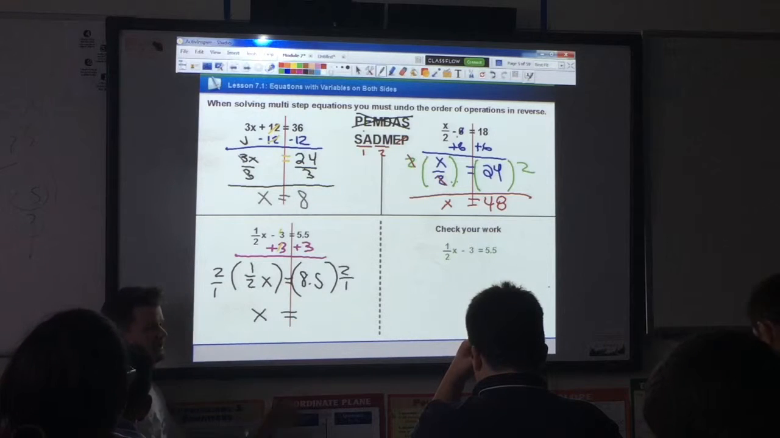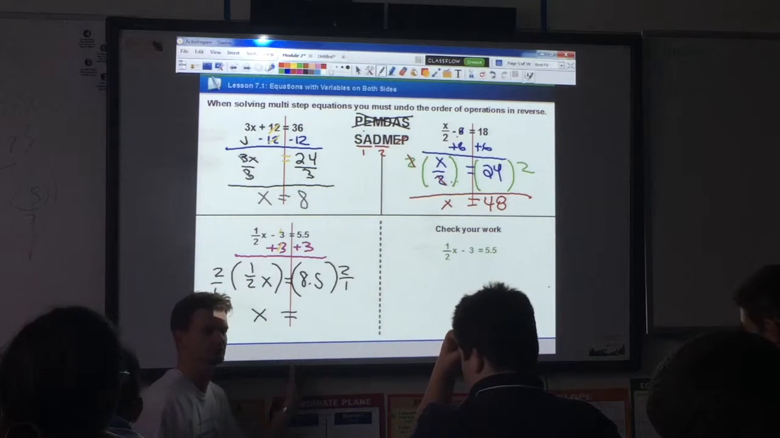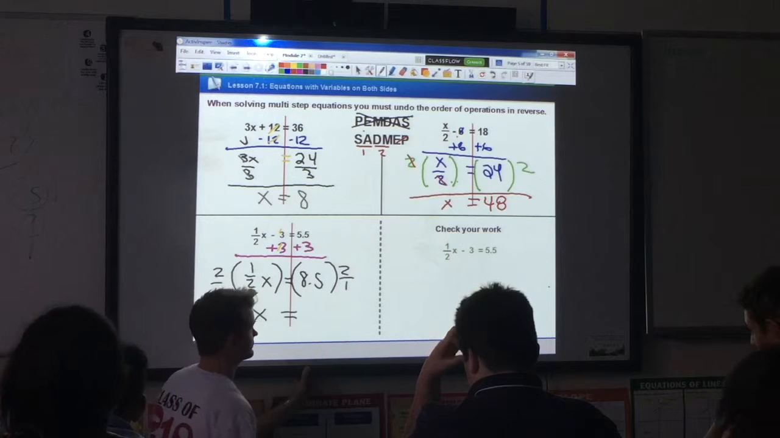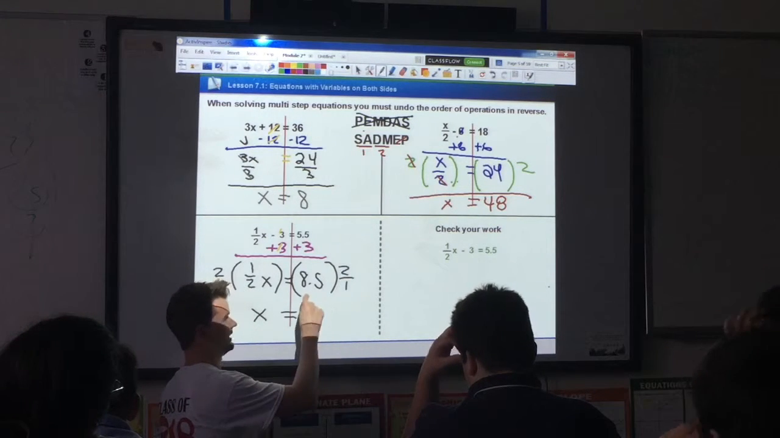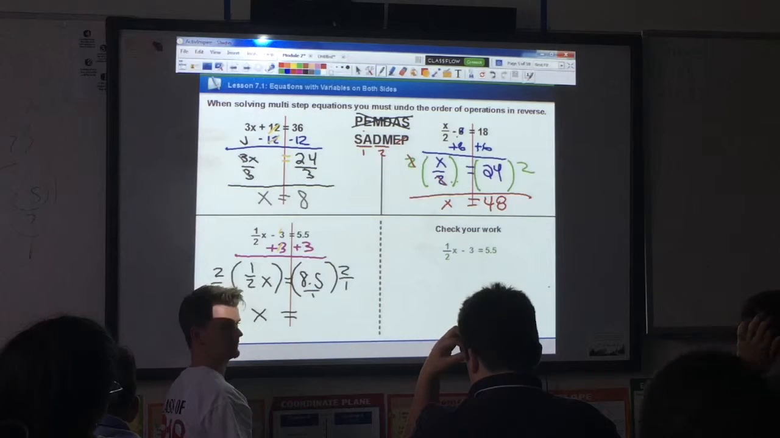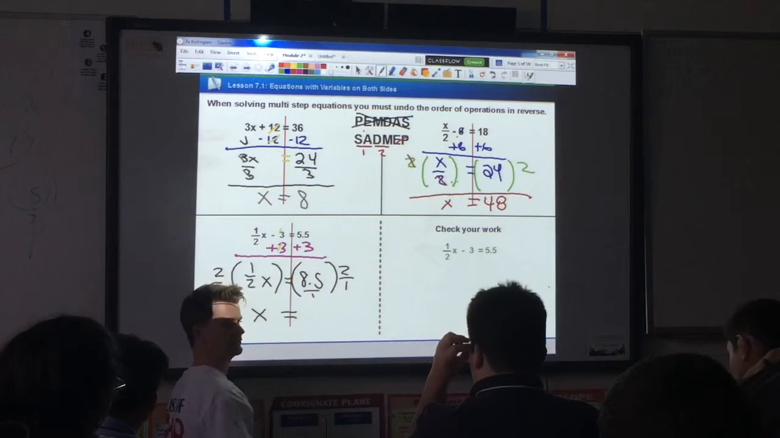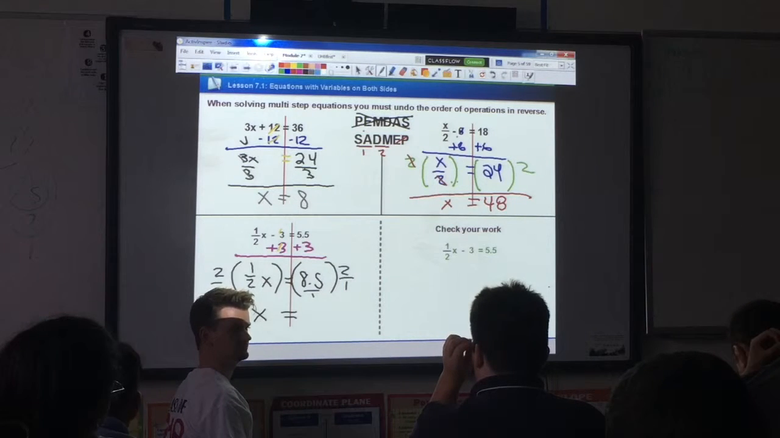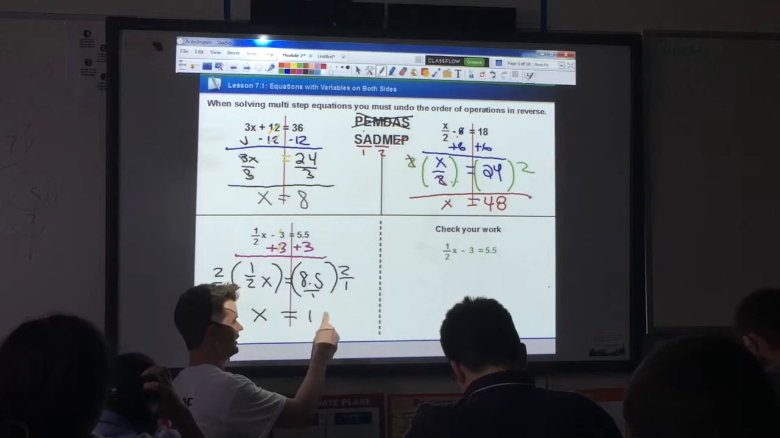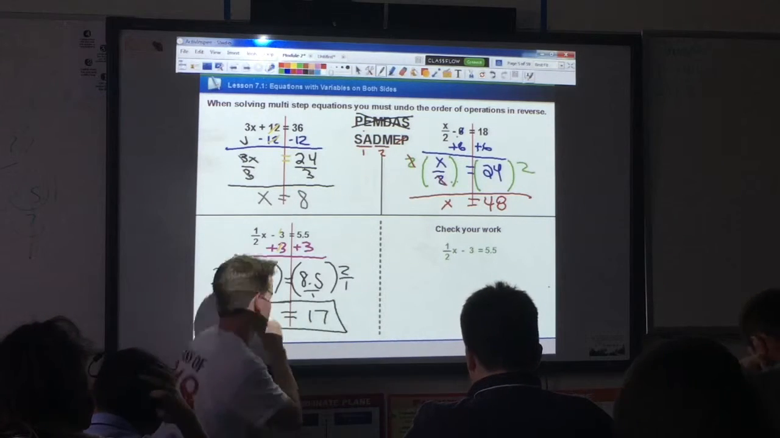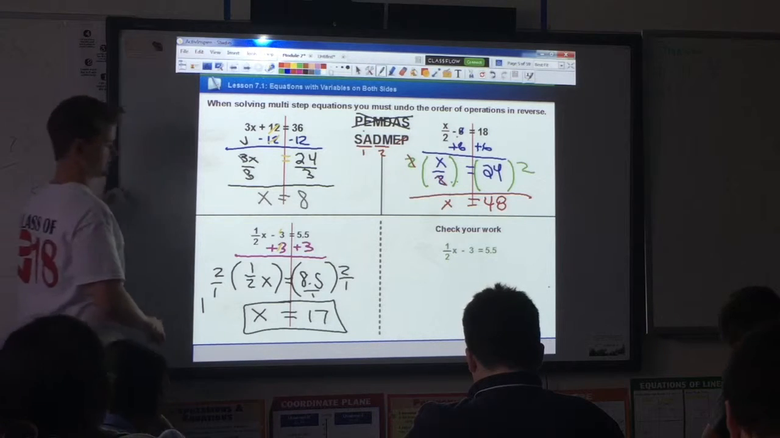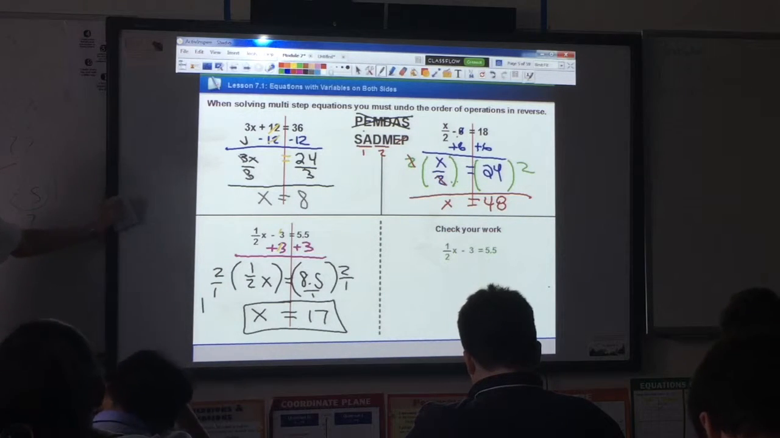How do I multiply a decimal and a fraction? Cindy, you have your hand up? You put the fraction over 1. Well, the fraction's already over 1. You put the decimal. Usually we say whole number, but this is a decimal. I put that over 1. So, what is 8.5 times 2? Anybody? 17. What's 17 divided by 1? 17. So x equals 17. And that's it. I'll let you guys write that in. Finish writing that in, please, real quick.